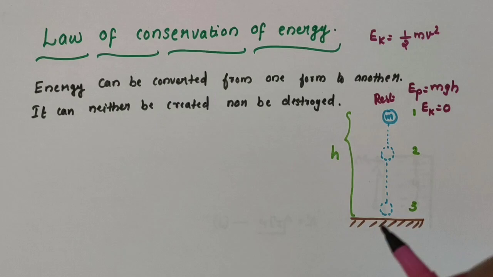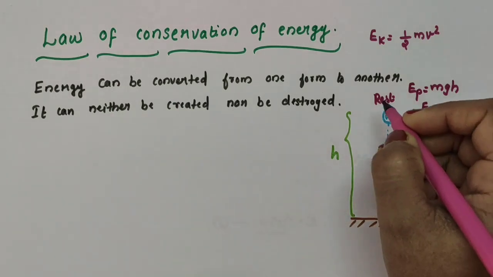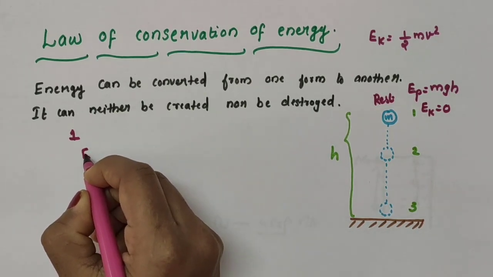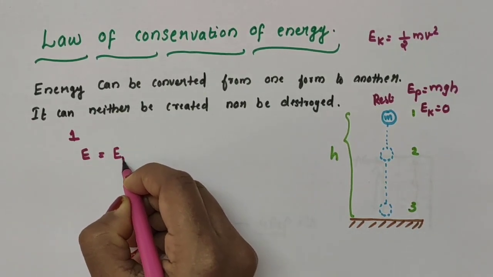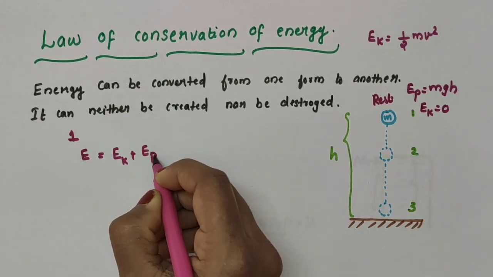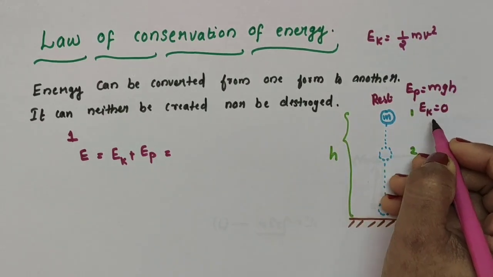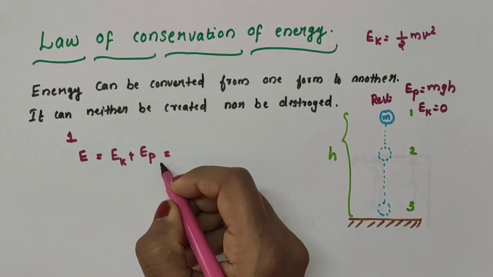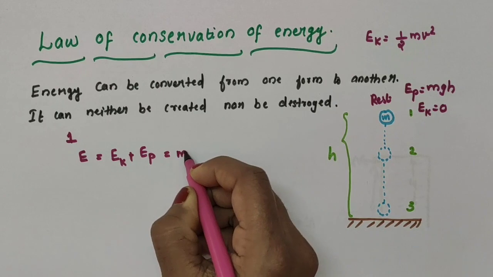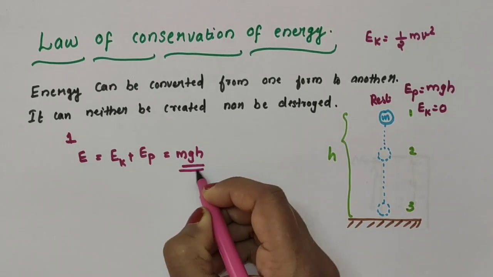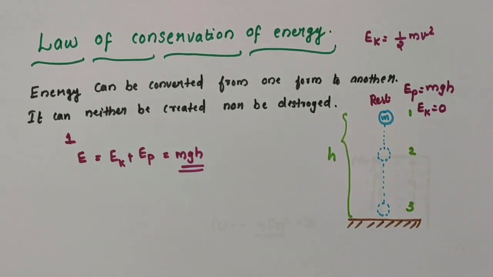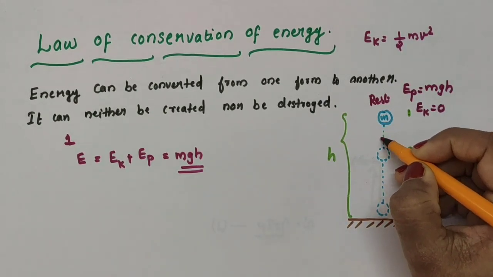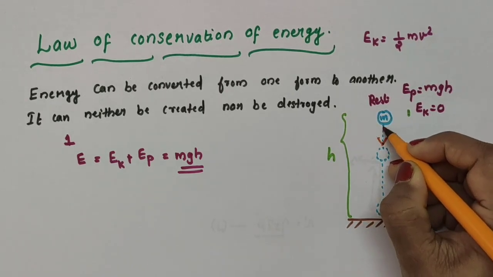Okay, so the total mechanical energy of the object when it is here in position 1 is what? I am taking the total mechanical energy as E, which is equal to kinetic energy plus potential energy. What is its kinetic energy here? 0. Potential energy mgh. So kinetic energy plus potential energy means 0 plus mgh. 0 plus mgh will give you what? mgh. Okay, now when this object falls, you just imagine it is falling down.